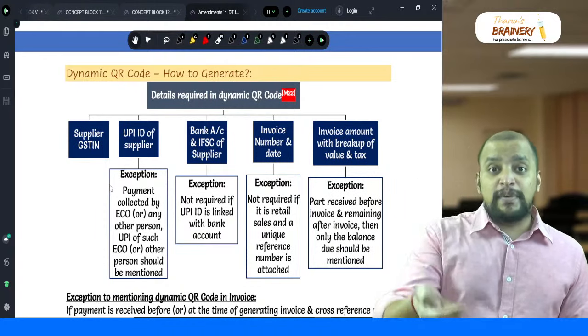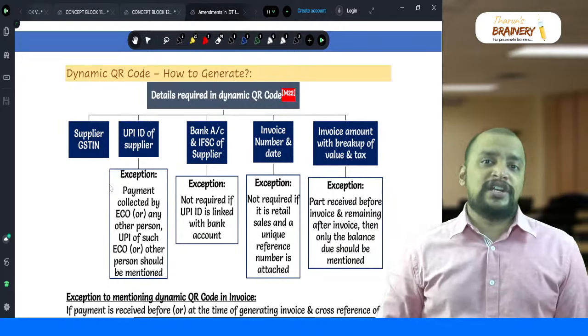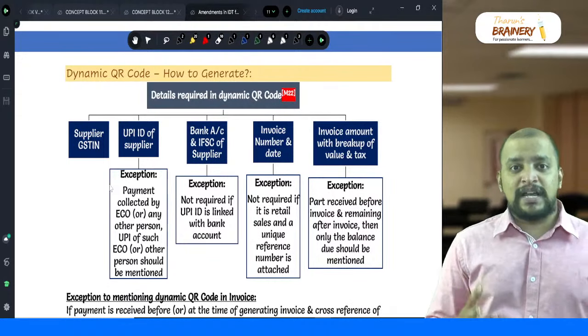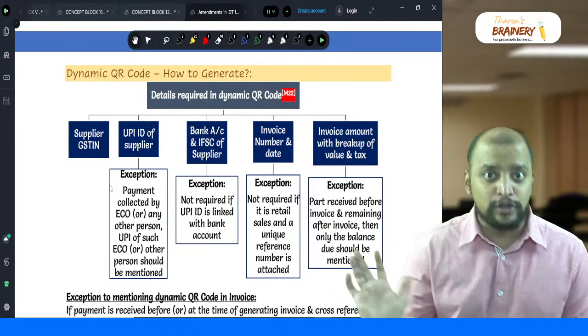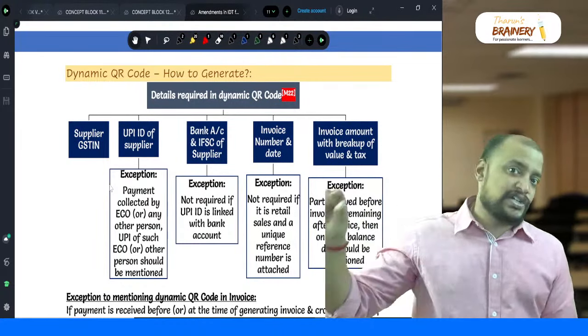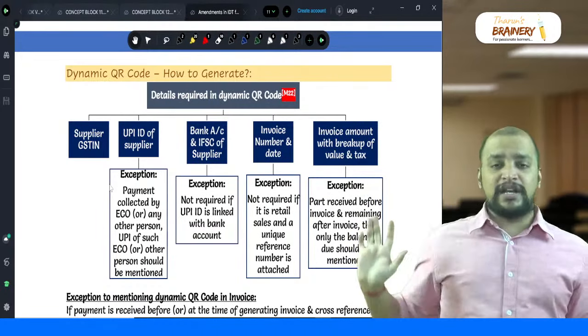However, whatever payment that is received before generating the invoice, the payment reference should be mentioned in the invoice. If the payment is collected by credit card, debit card, or any NEFT transfer, RTGS transfer, or Google Pay, any UPI, every transaction will have a transaction reference number. So you enter the transaction reference number in the invoice.